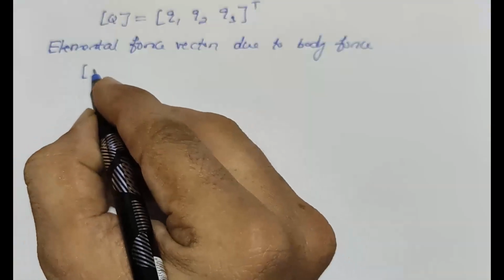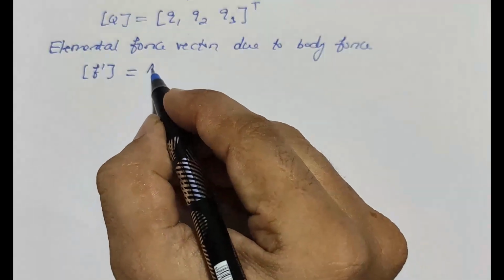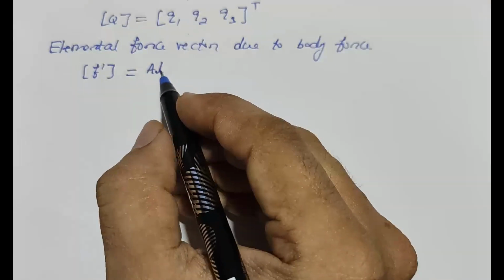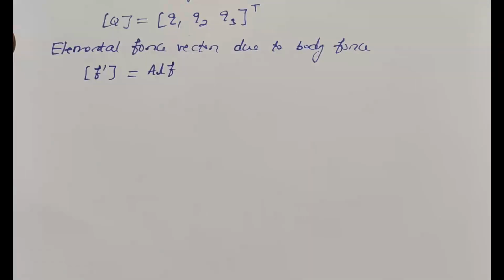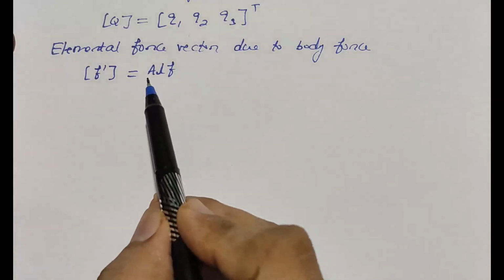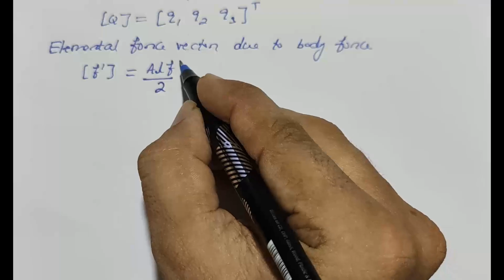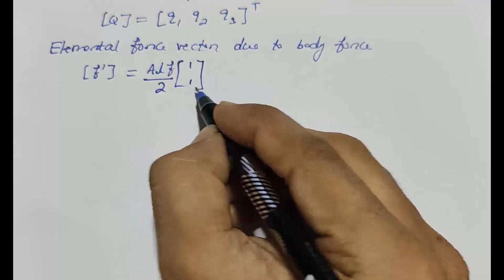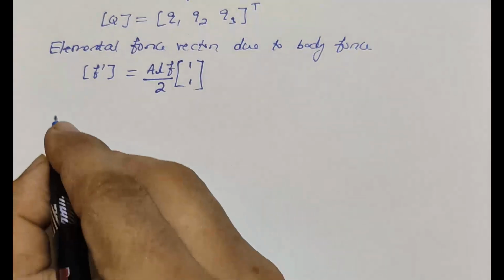I will denote it by small f dash, and the formula is area into length, that is volume, into the weight density. We know that body force is the distributed force acting on every elemental volume of the body. That's why here you have to multiply by the volume. Body force into volume divided by 2, times [1; 1]. This is the elemental force vector due to body force. Now first we will find it for element 1.